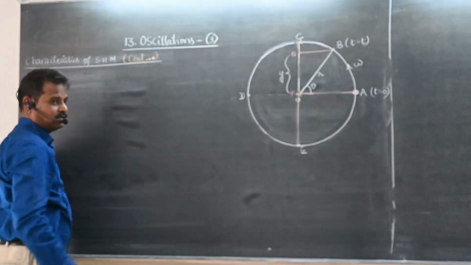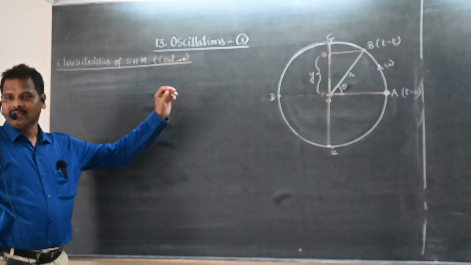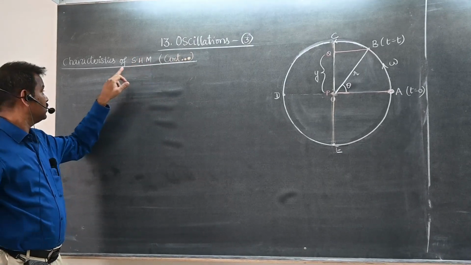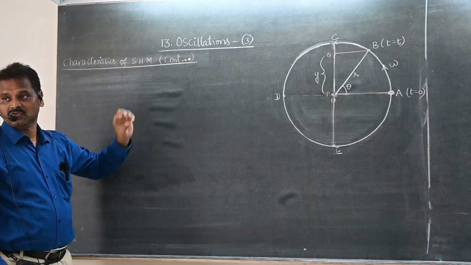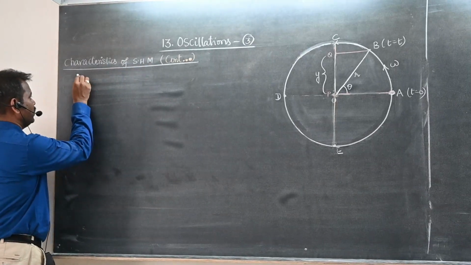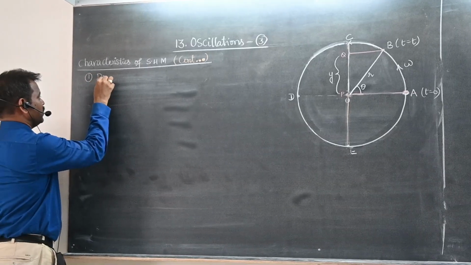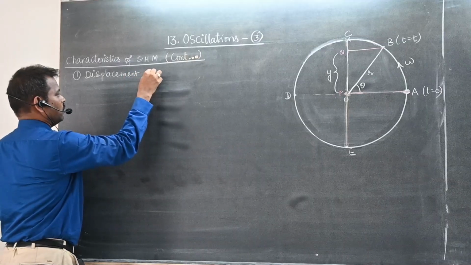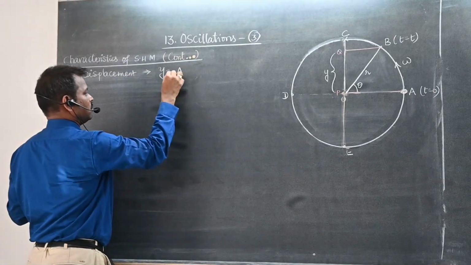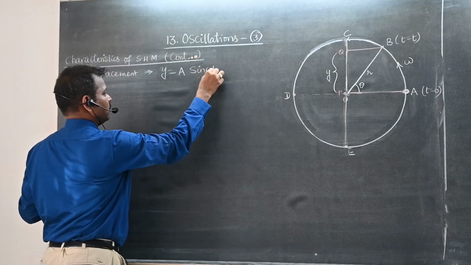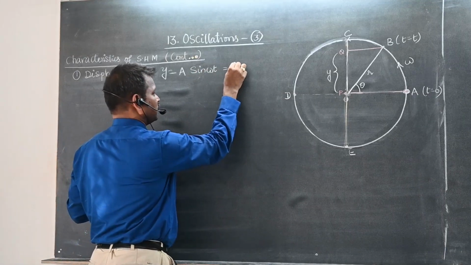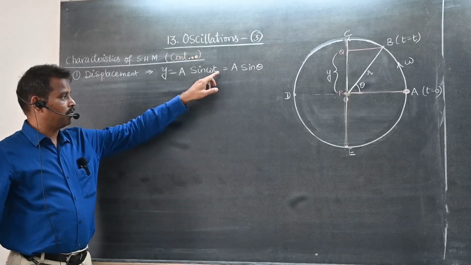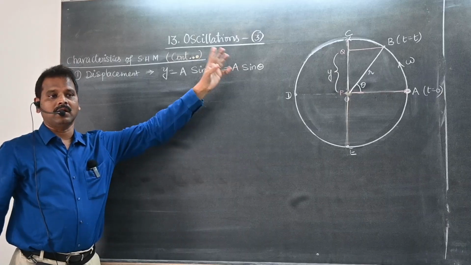Oscillations part 3. This class is a continuation of the previous class, characteristics of SHM continuation. In the previous class, what we derived first was the displacement of SHO. What was the equation? y is equal to A sin omega t, which can also be written as A sin theta. Amplitude times sine is displacement, angular velocity times time is angular displacement.